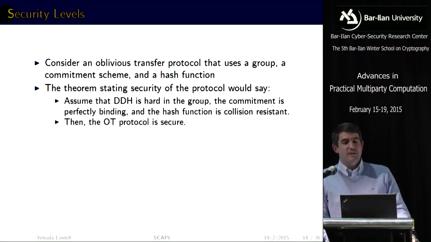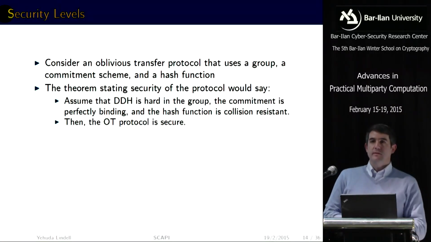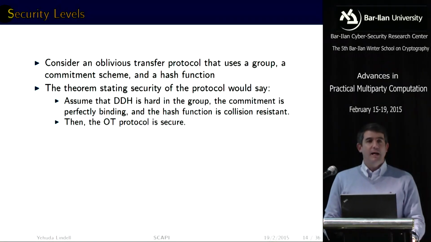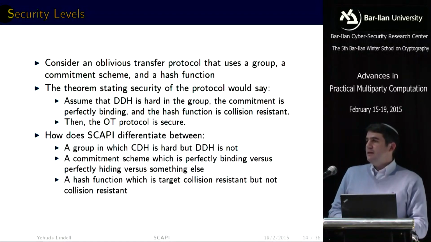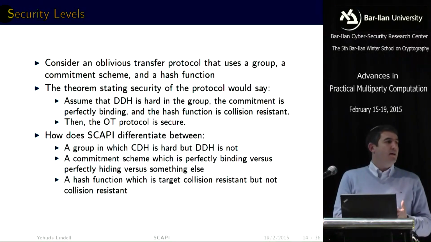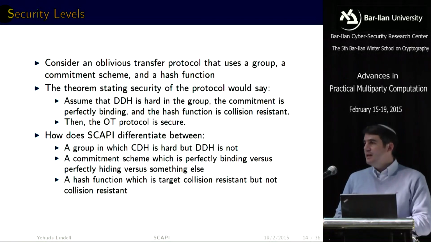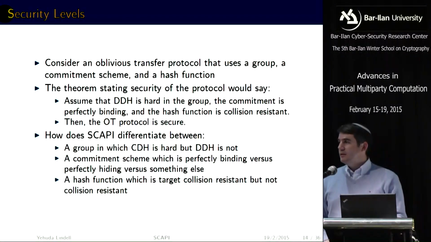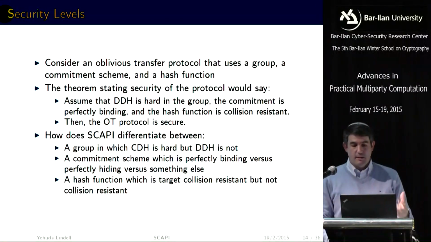So here's a bit more of the cryptographic side. Let's say I want to write an oblivious transfer protocol that uses a group, a commitment scheme, and a hash function. And my theorem says that if the DDH, the decisional Diffie-Hellman assumption, holds in the group, and the commitment is perfectly binding, and the hash function is collision resistant, then my protocol is secure. But how can we make sure the library gives us a group that is appropriate, so DDH is hard and not just CDH? How do we know that we're going to get a commitment that is perfectly binding and not perfectly hiding or something else? And how do we know we're getting a hash function that's collision resistant? Maybe we'll get something weaker, because the protocol itself just gets a commitment. It doesn't know exactly what it's getting, and that's how you get the modularity.